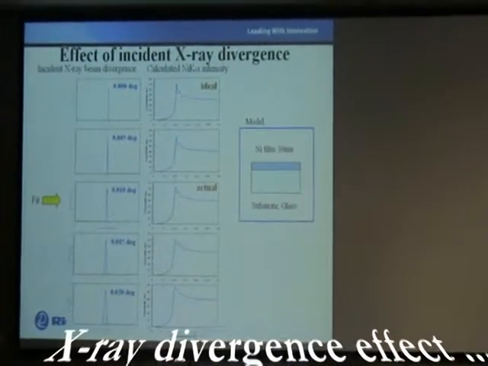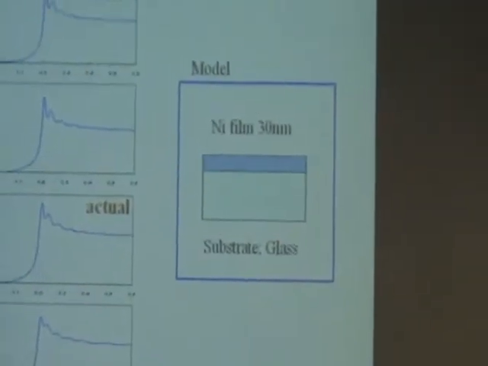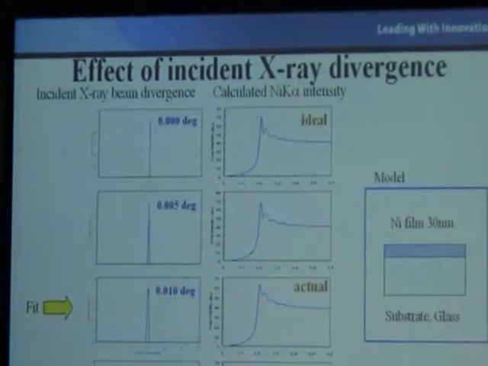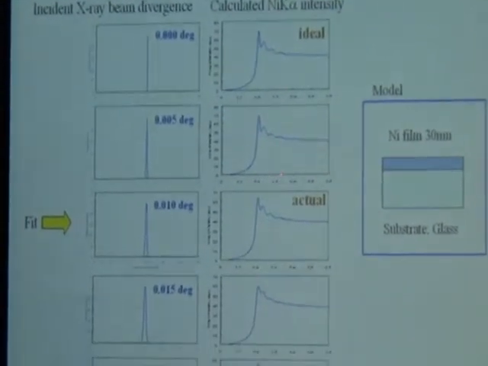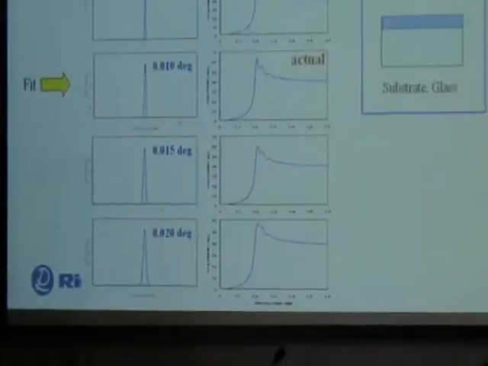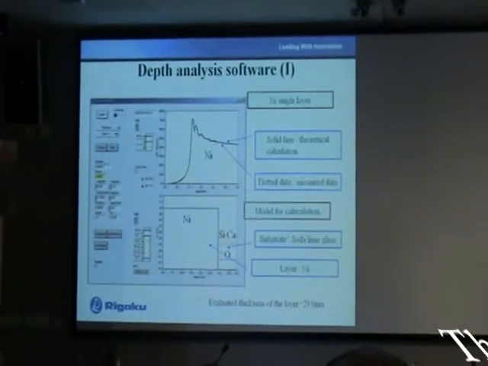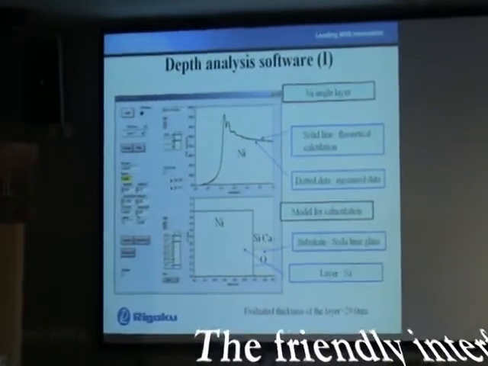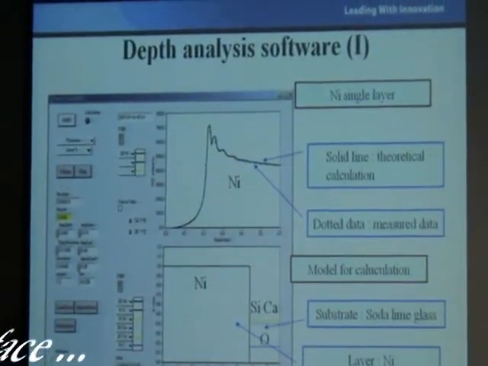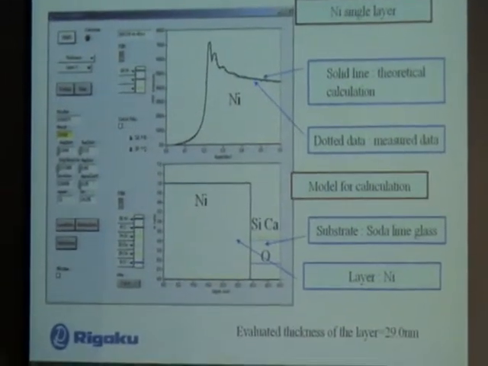We can see very clear fringes. But actually, the divergence exists, and by changing the divergence of the incident beam, the shape deforms and the fringes degrade. Our instrument has detected experimental data, and the solid line is the simulation. This is a very good fitting result, and this is a model to calculate the solid line.